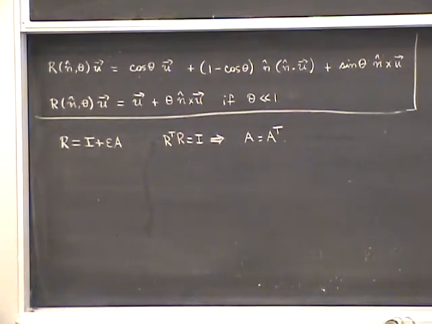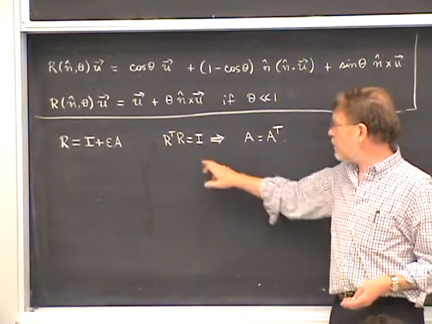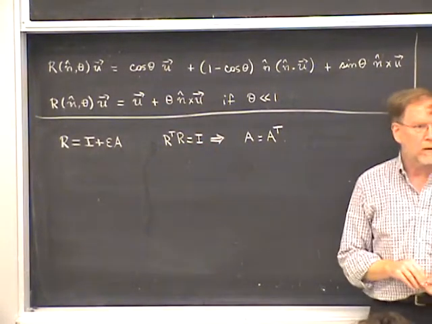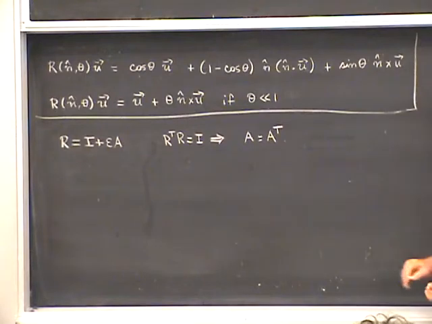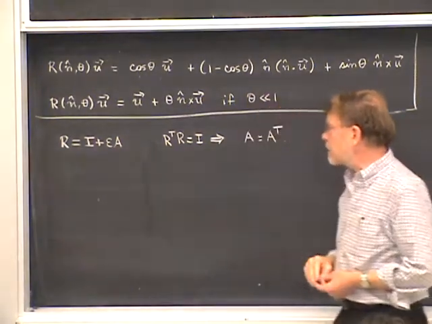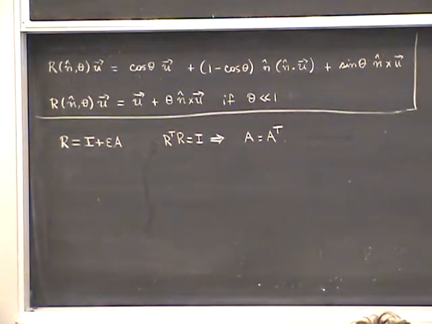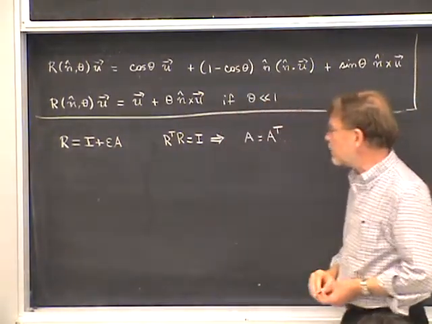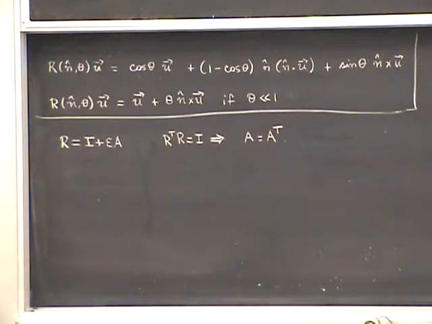to remind you that the term is small. And then at the end of the hour last time, I showed that if you impose the requirement that R be orthogonal, R transpose R is identity, it follows that this matrix A is anti-symmetric. So the rule here is that the small correction matrix for a small angle rotation is an anti-symmetric matrix superimposed on the identity, of course, which is what holds for zero angle.